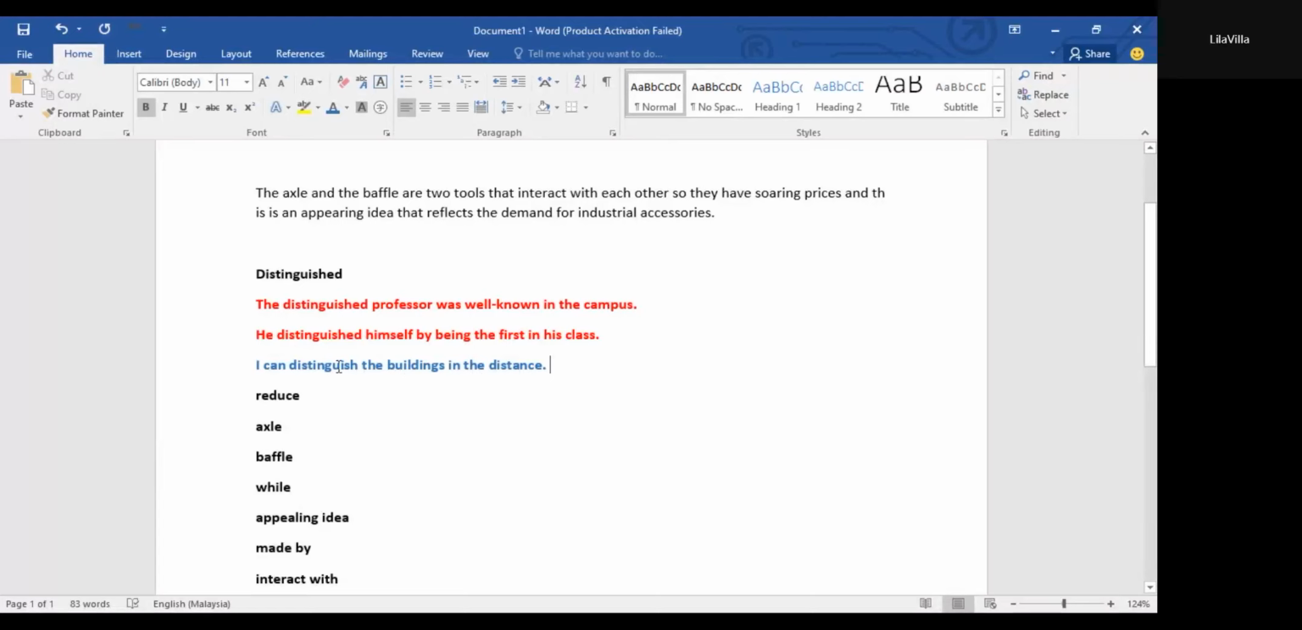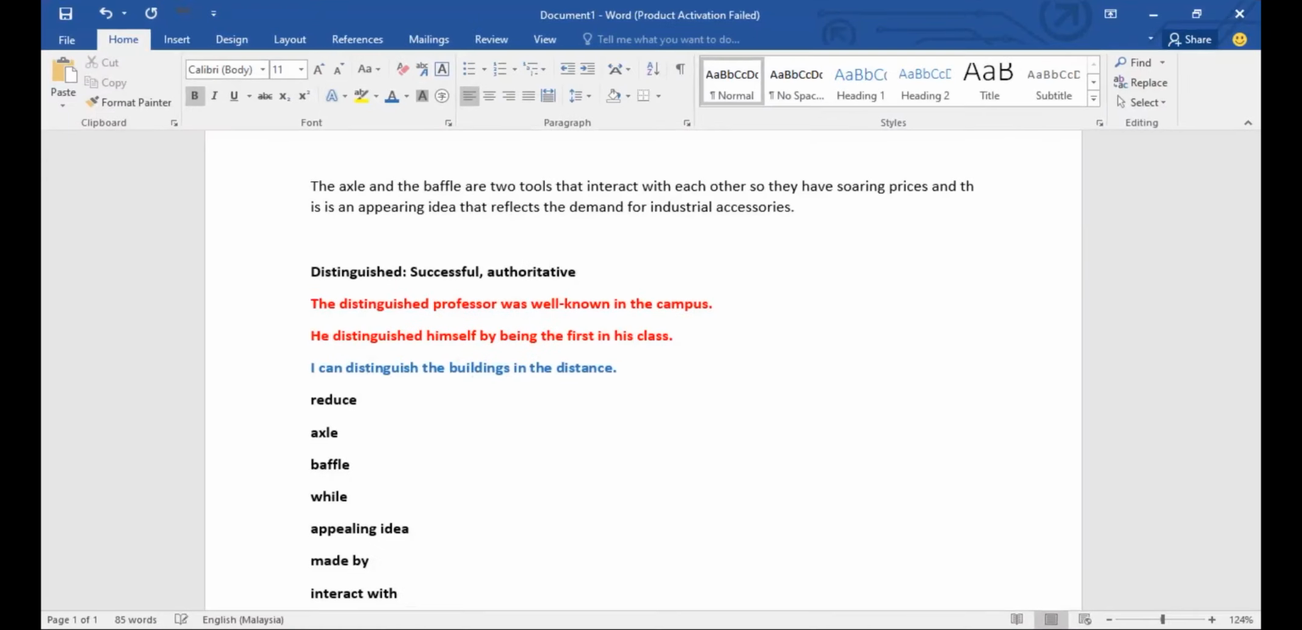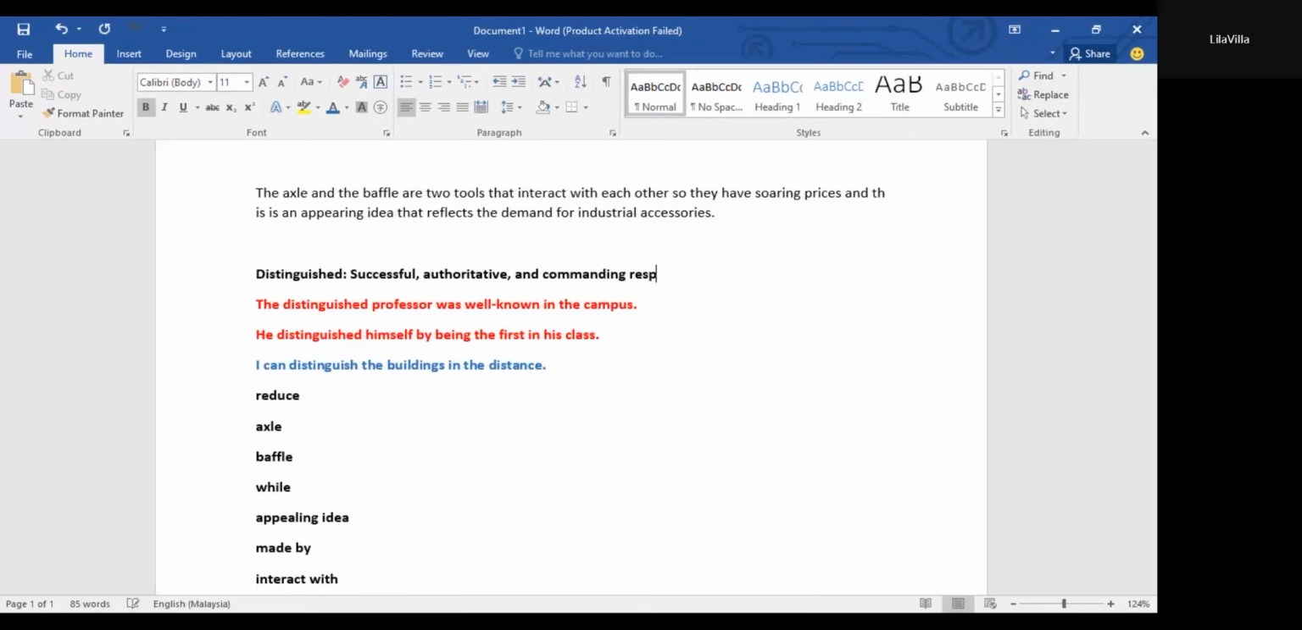Okay, another meaning for distinguished, as an adjective, it also means successful, authoritative, and commanding respect. That one is an adjective. Can you use distinguished as an adjective? So this one is correct. You used it as a verb. That's right. So now can you use it as an adjective?